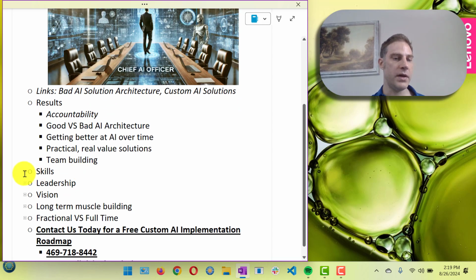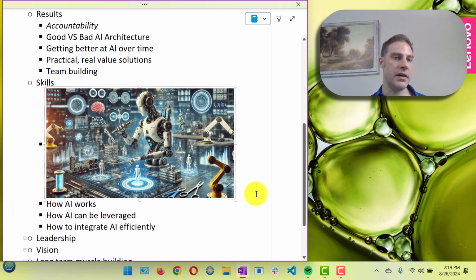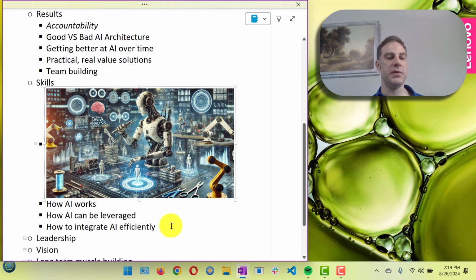Okay, so let's talk about what skills are wanted or needed in a chief AI officer. I would say the more of these they have, the better. Specifically, how AI works. Now, they don't need to be a machine learning engineer, but there are some fundamental ideas around how AI works, like next token prediction.